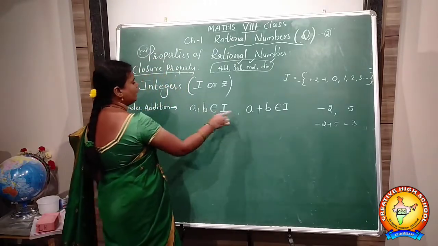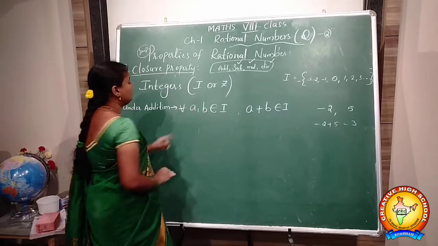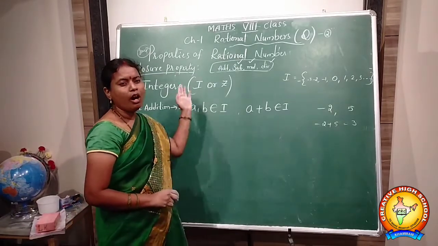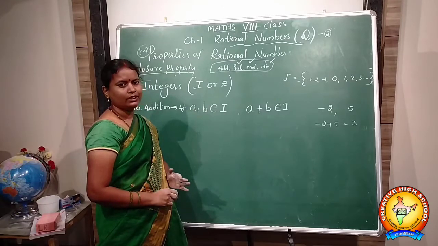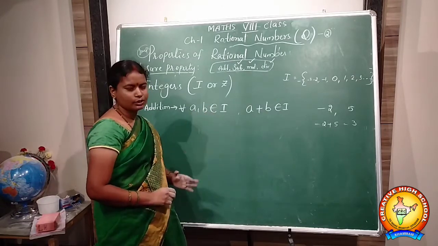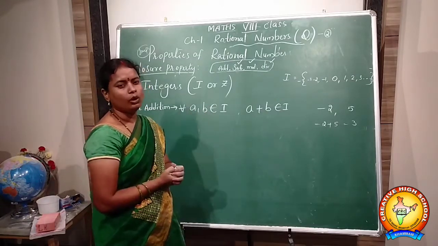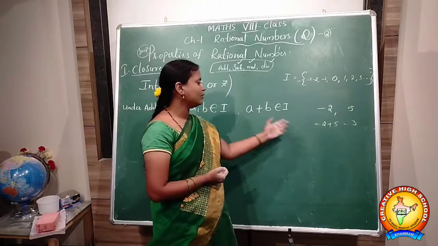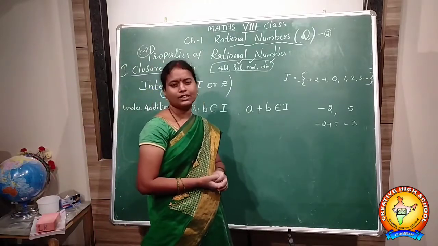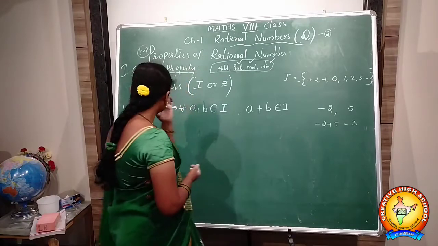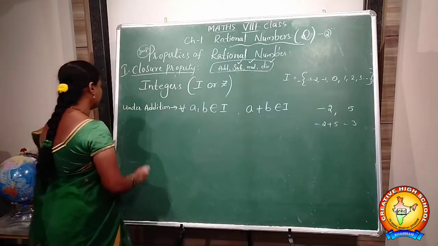You can take any example. This satisfies the integer set. That's why here I am keeping it for all the set of integers. When two numbers belong to integers and we add them, again we will get an integer only. Now the same under subtraction.